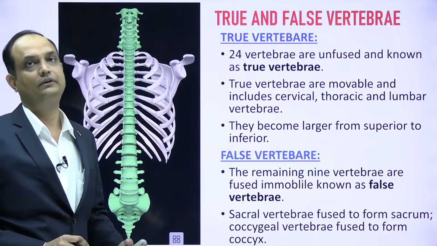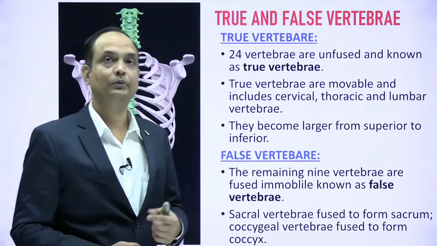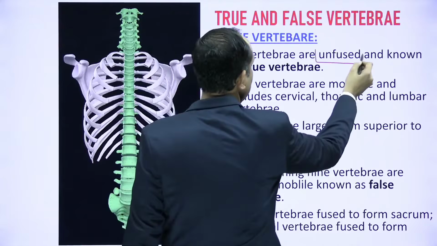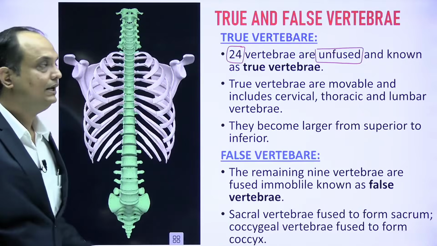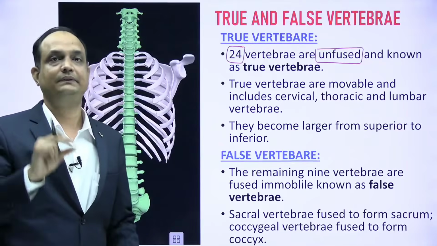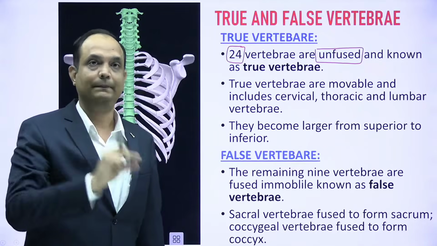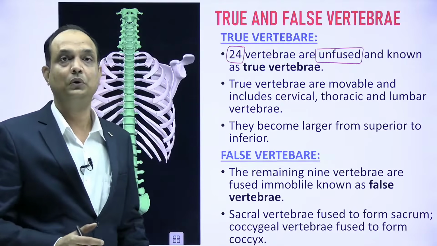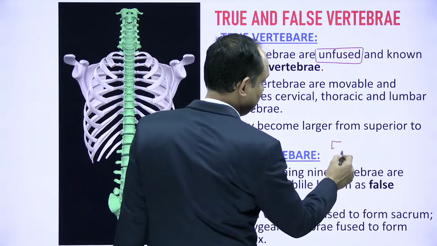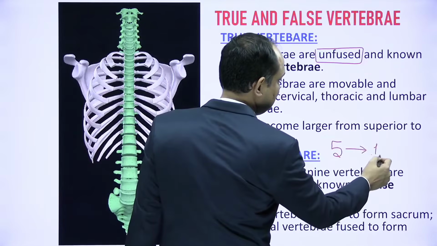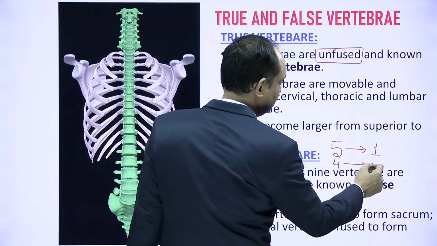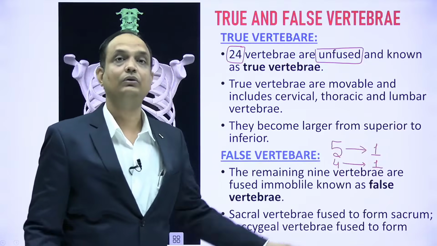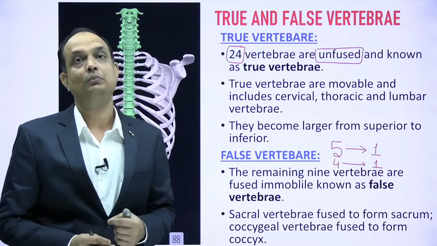Now for the further classification, you have the true and false vertebrae, and this is based on the mobility of the vertebrae. When we talk about mobility, the 24 vertebrae of the upper region are unfused. What is the meaning of unfused? That means in these regions vertebrae are present as individual bones, but in the lower part the vertebrae are not present as individual bones. As you know, 5 sacral vertebrae form a single sacrum and 4 coccygeal vertebrae form a single coccyx. So these vertebrae now do not have individual mobility.